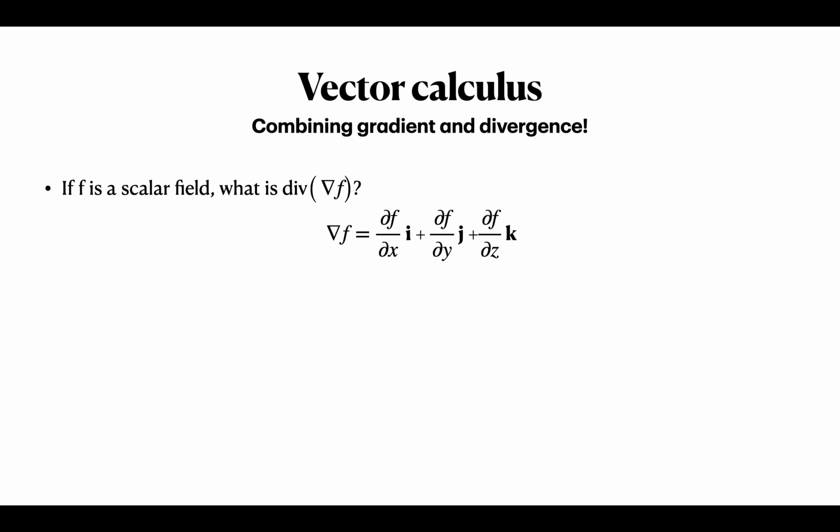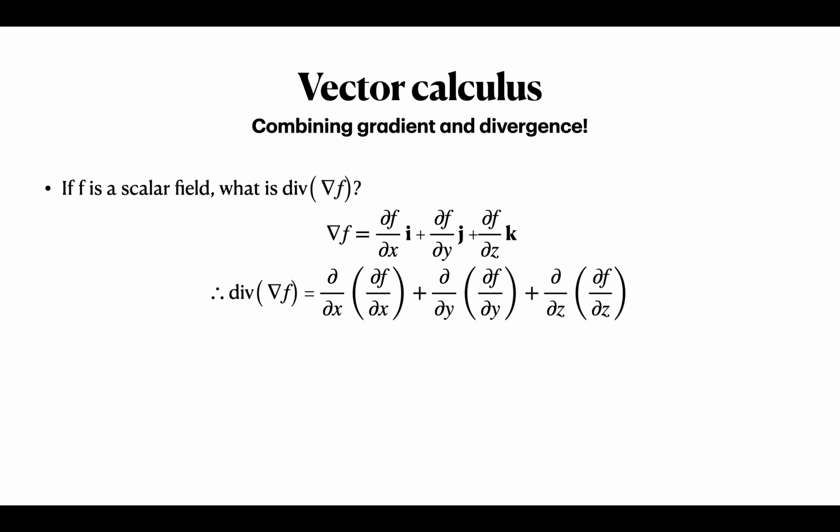And then what you do, if you want to get the divergence of that, you take the i component and differentiate with respect to x, which gets ∂²f/∂x². You take the j component and differentiate that with respect to y to get ∂²f/∂y². And finally, you take the k component, differentiate that with respect to z, and you get the second derivative of f with respect to z, and you add them. Okay, exactly as I said there.